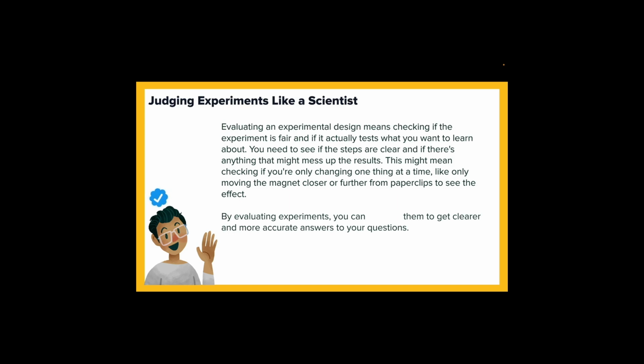If we change too many things at once, we're not really sure what's causing the outcome in the investigation. So you want to make sure you're only changing one thing at a time. By evaluating experiments, you can improve them to get clearer and more accurate answers to your questions.